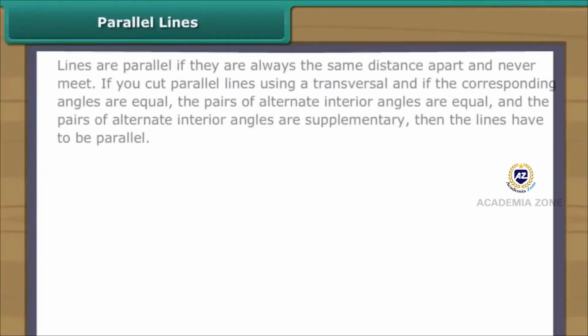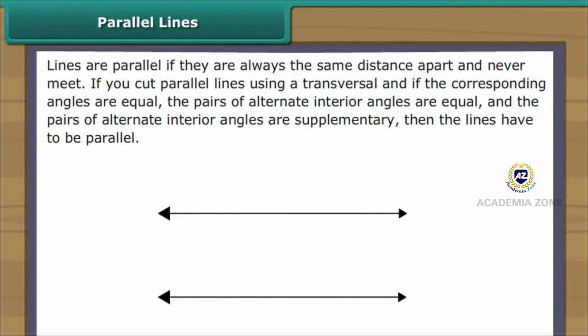Parallel lines. Lines are parallel if they are always the same distance apart and never meet. You can also check if lines are parallel by cutting the lines using a transversal. If the corresponding angles are equal, the pairs of alternate interior angles are equal and the pairs of interior angles are supplementary, then the lines have to be parallel.